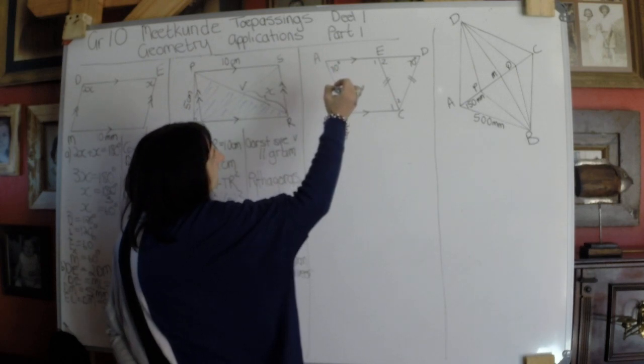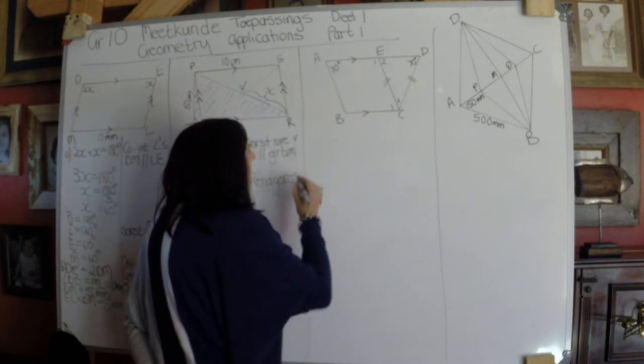Let's look at that E2 equals 70 degrees.